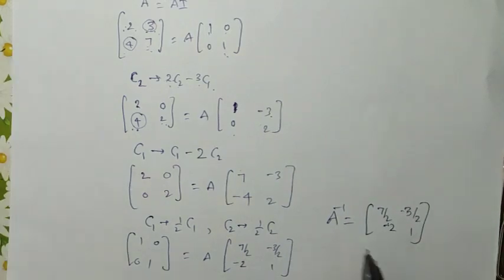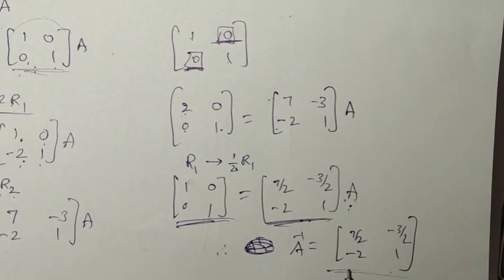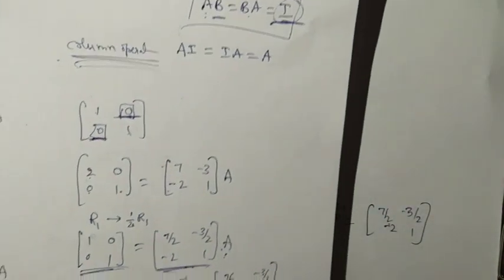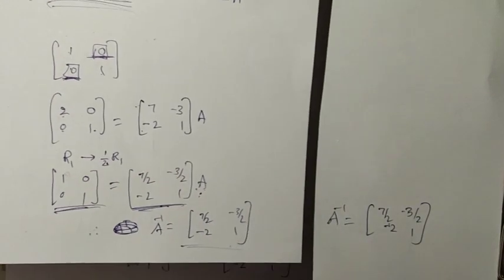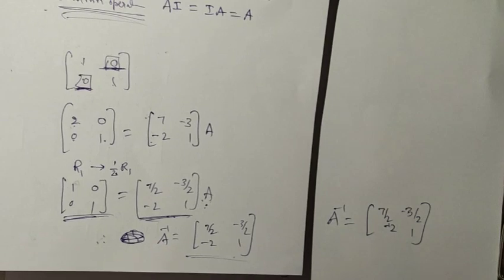So we got the same thing as we do by using row operations. Using row operations we got 7 by 2, minus 3 by 2, minus 2, 1. Using column operations, 7 by 2, minus 3 by 2, minus 2, 1. In both cases we got the same answer. If you see the A inverse, I hope you understand this one, everyone.